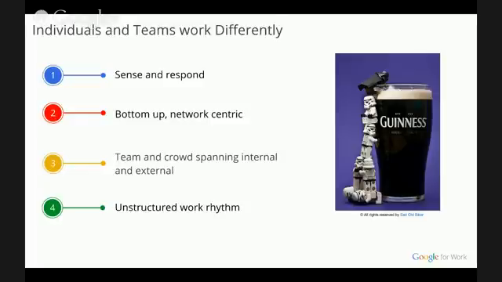In a continuous productivity environment, individuals and teams will work differently. So there will be a lot more sensing of data and responding to it. We've talked a fair bit about that. A lot of bottom-up, network-centric decision-making, analysis, and resolution. And teams and crowds that span the internal and the external, I just talked a bit about that on the previous slide. Outside is our friend.